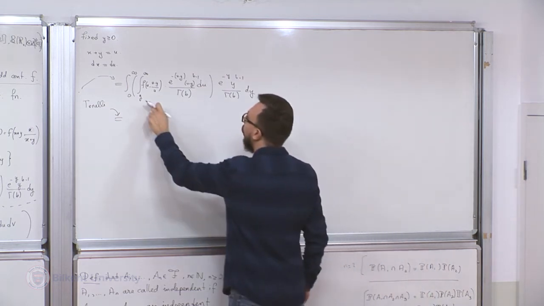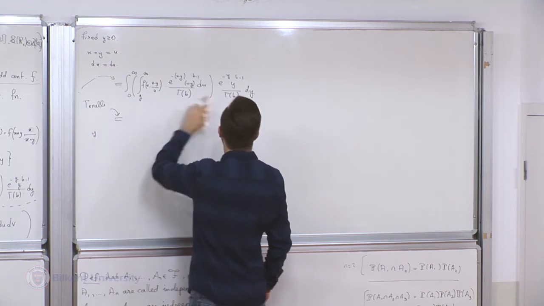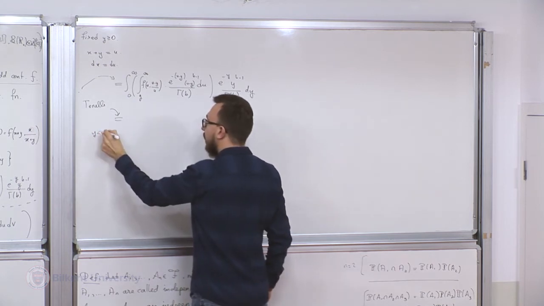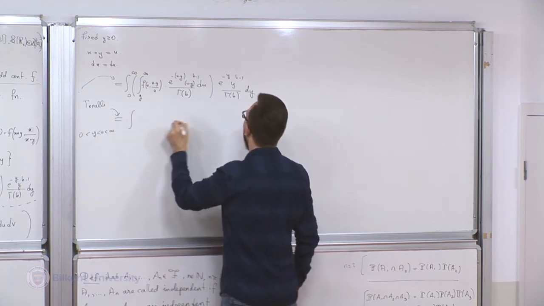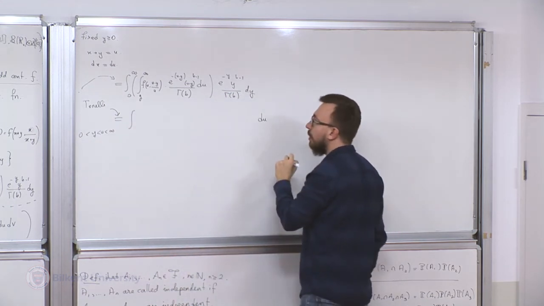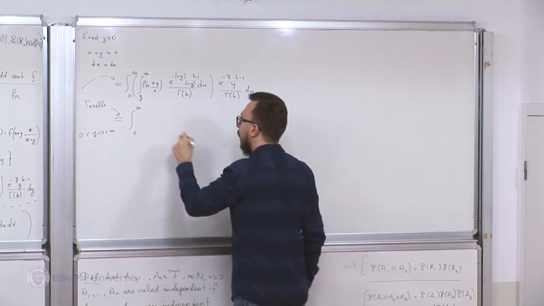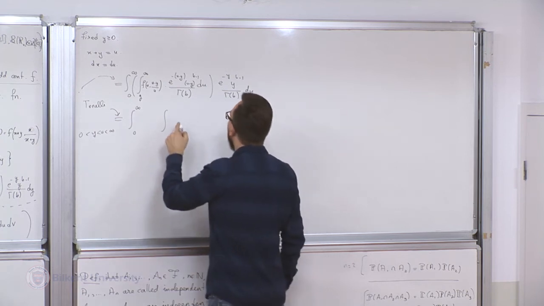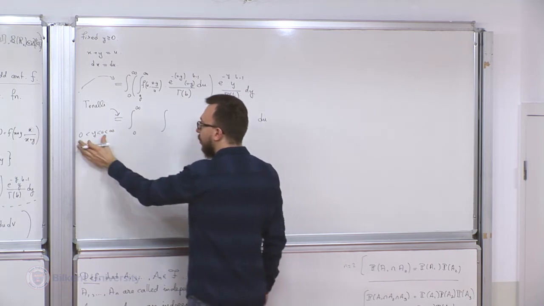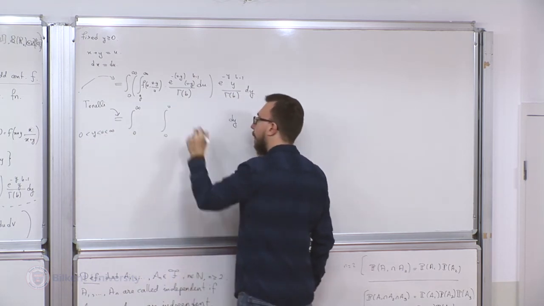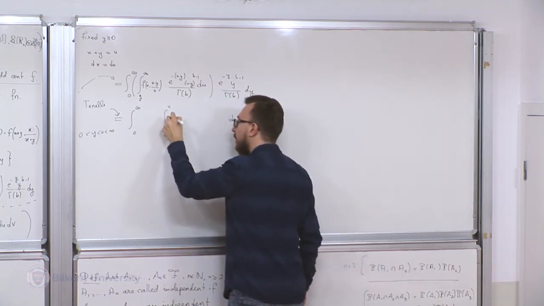So now, u is between y and infinity, right? Something like this. So now this integral for du is going to be from 0 to infinity. And the integral for dy is going to be from 0 to u. 0 to u. And everything else stays here.